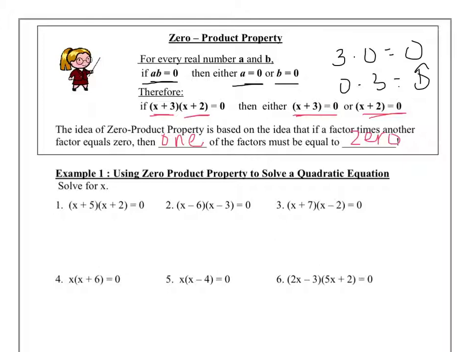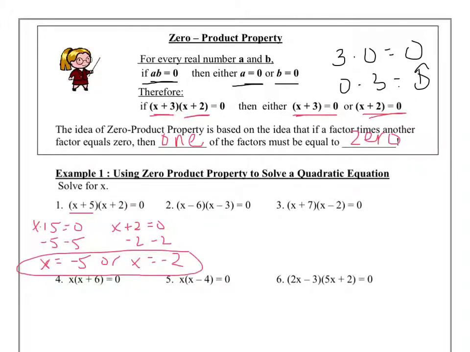So let's try and do, I'll do 3 of these with you, and then we'll finish the rest of them in class. Okay, so I know that the first part could be equal to 0. X plus 5 equals 0. Okay, and then the other one is x plus 2 is going to be equal to 0. And then we just want to solve for x in both. Okay, so here x is -5. Or, in this case, x is -2. Okay, so we have two answers. X is -5 or -2.